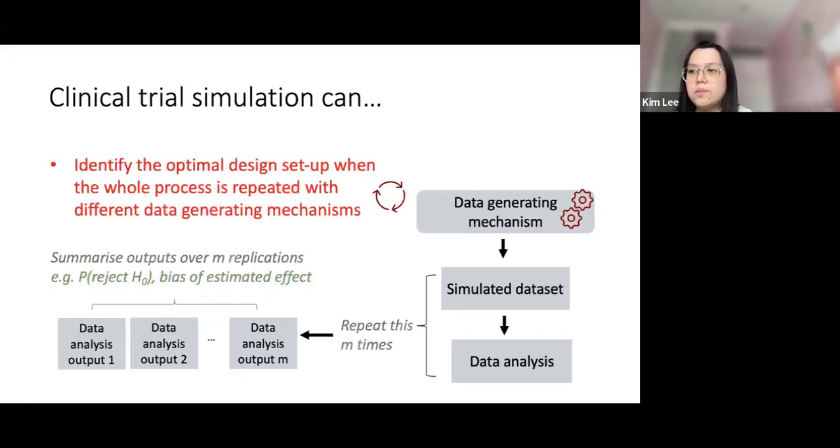If we repeat the whole process of simulation with different data generating mechanisms, we can actually identify the optimal design setup. For example, we can select the optimal design that has adequate power to detect a treatment effect with minimal cost. These are just some examples of what simulation can potentially lead to. The idea of simulation sounds simple, but the devil is in the details.